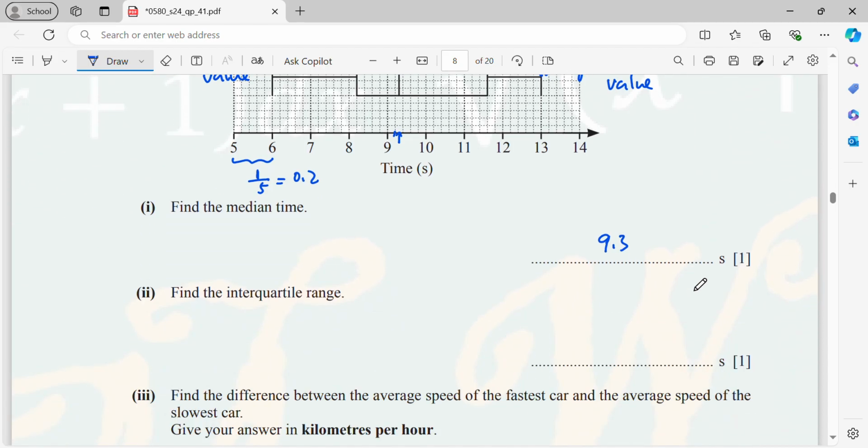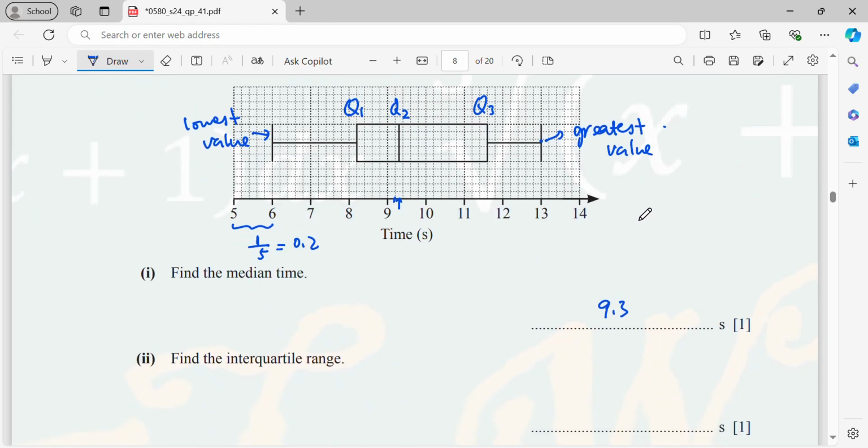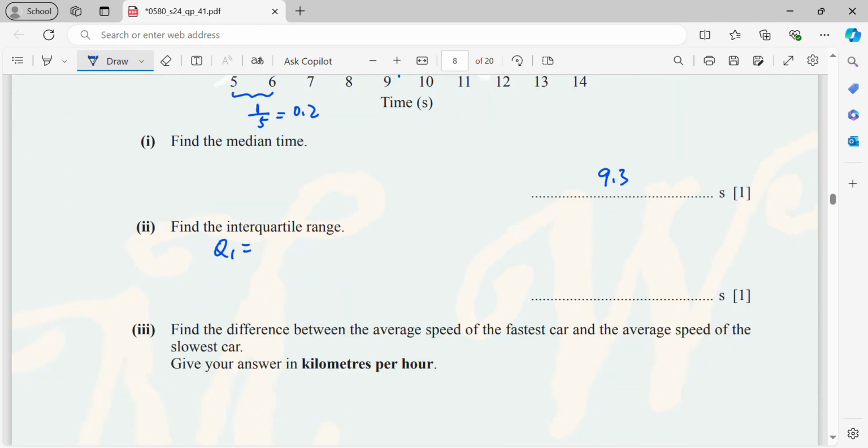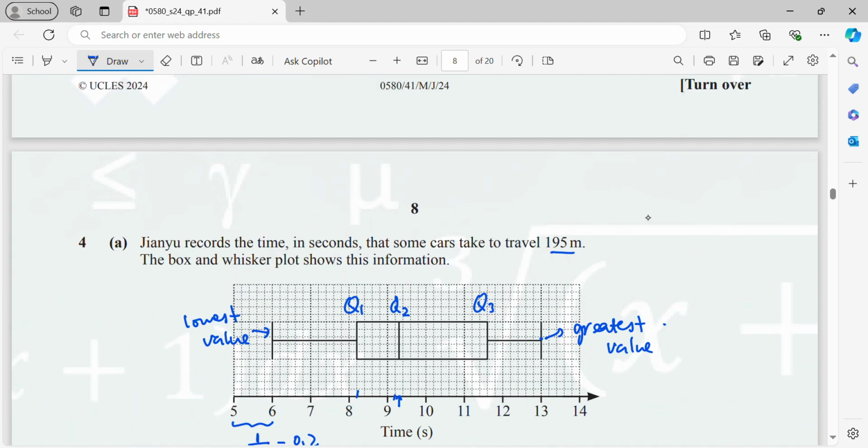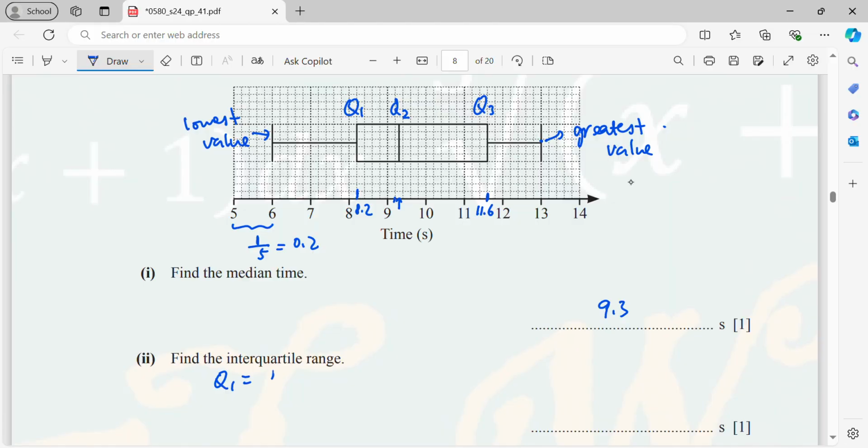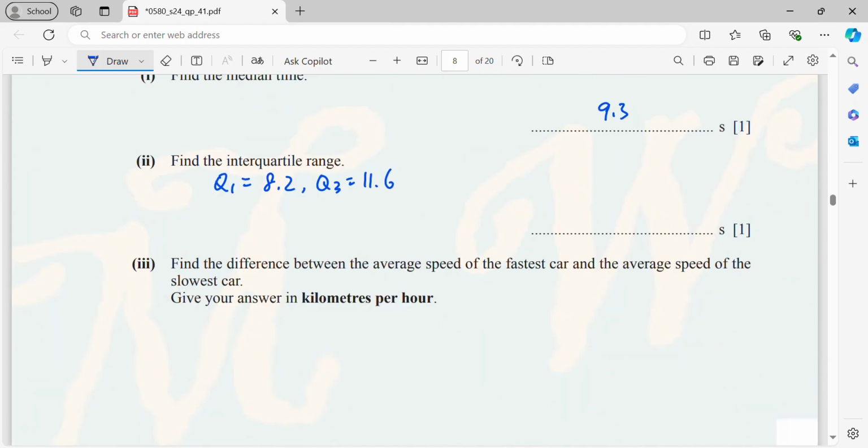Right. Now interquartile range. Interquartile range is basically the upper quartile minus the lower quartile. So now I will write my Q1 equals, just read, this is 8.2. And then my Q3, this is 11.6 because 3 squares. So the interquartile range is just minus. So interquartile range equals 11.6 minus 8.2. That is going to be 3.4.